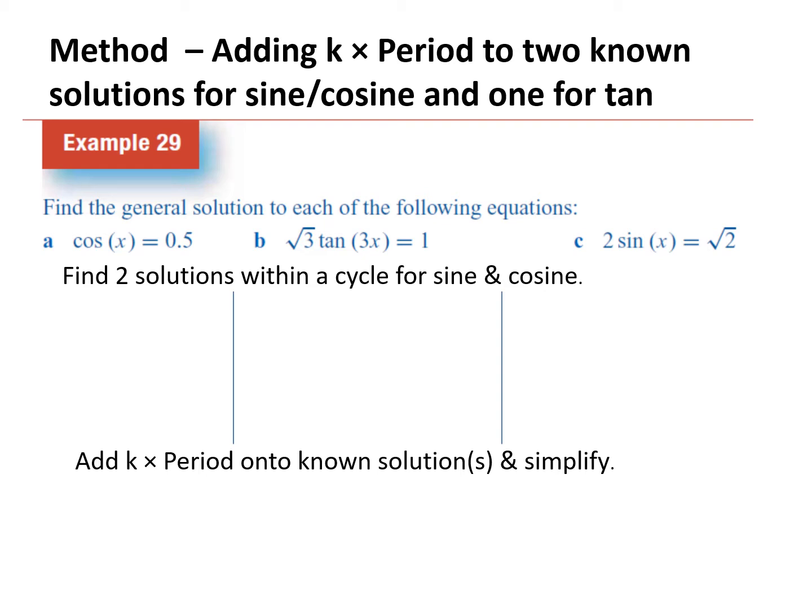Okay, so this approach is one of several that we can look at. I'm going to only focus on the one, and it's the simplest of the lot. That is, find two solutions in one cycle for sine or cosine, one solution for tan, and then just add k lots of the period. So it's really that simple. By saying k, it's understood that it's a member of the integers. Choose n if that's your preferred parameter.